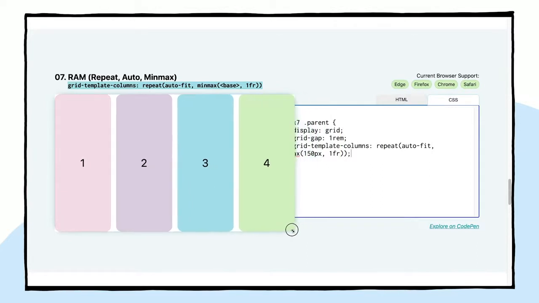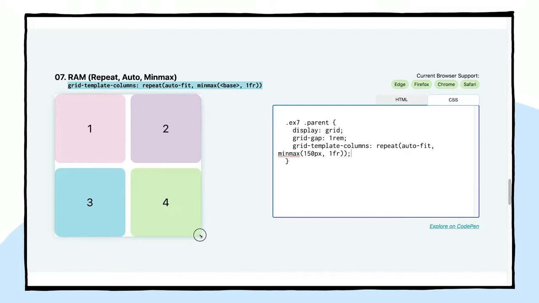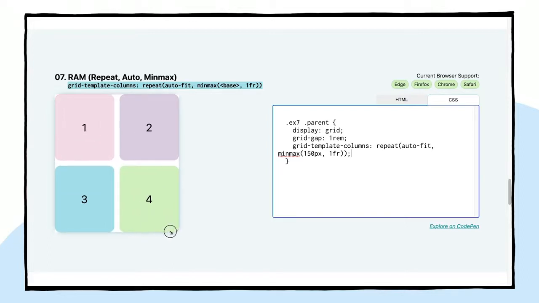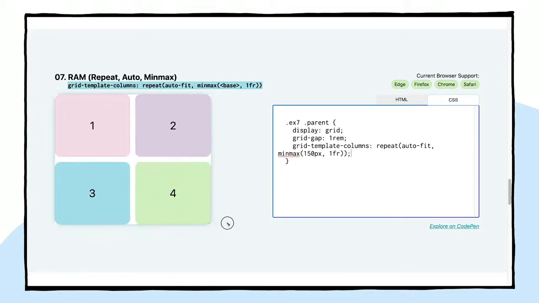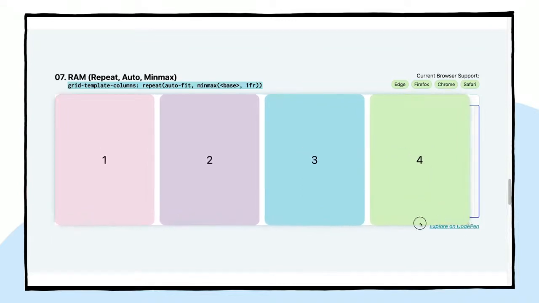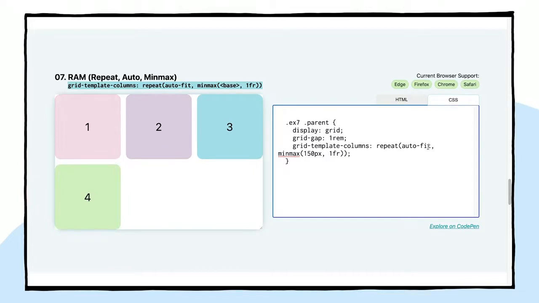As I decrease it, they're going to hit this 150 base value, and then they're going to wrap onto the next line. But here we have them auto-fitting, so they're going to be spanning to take up as much space as they can. There's some really cool algorithms at play here. Now, if we change this to autofill, this will look a little bit different. So let me just update that to autofill.